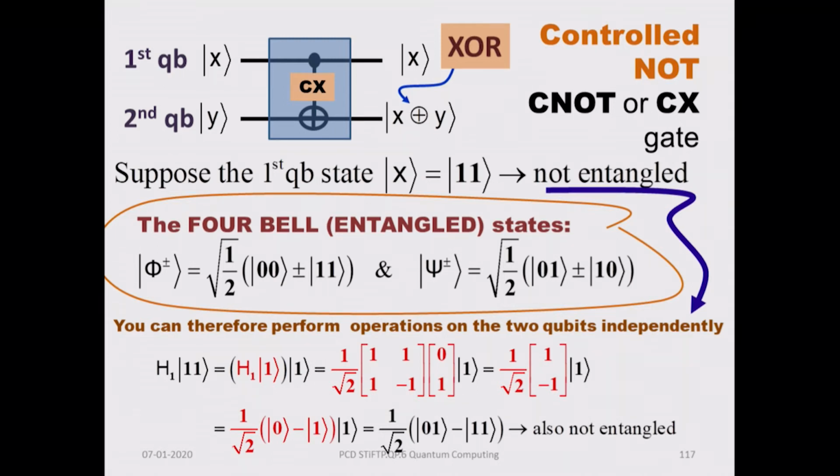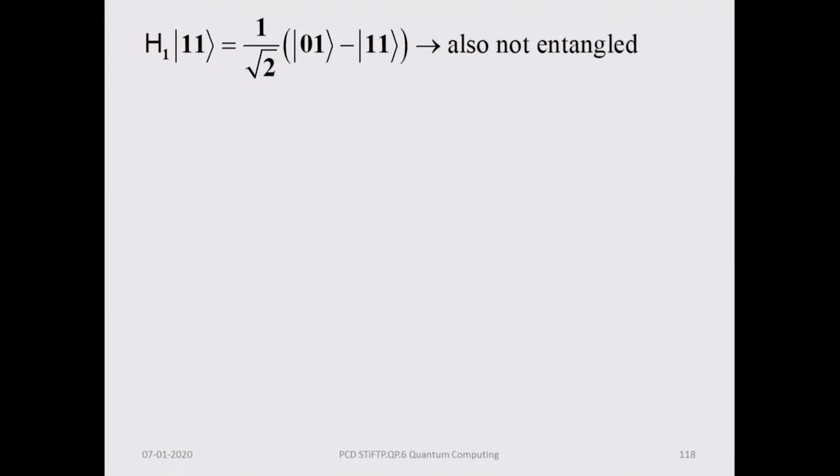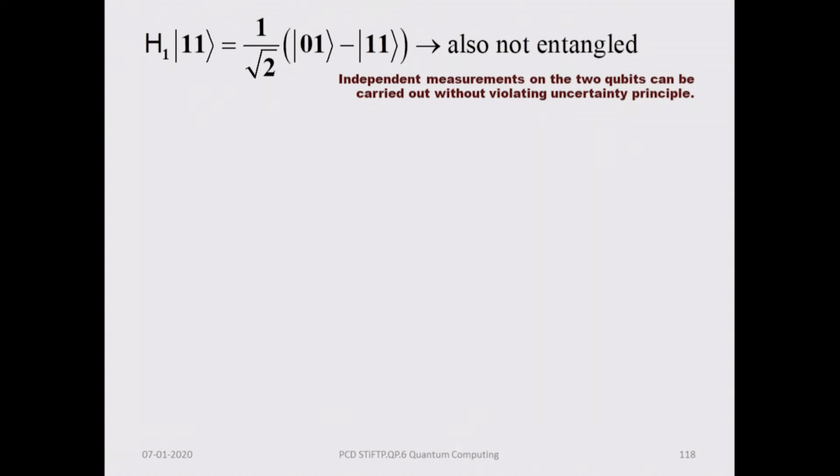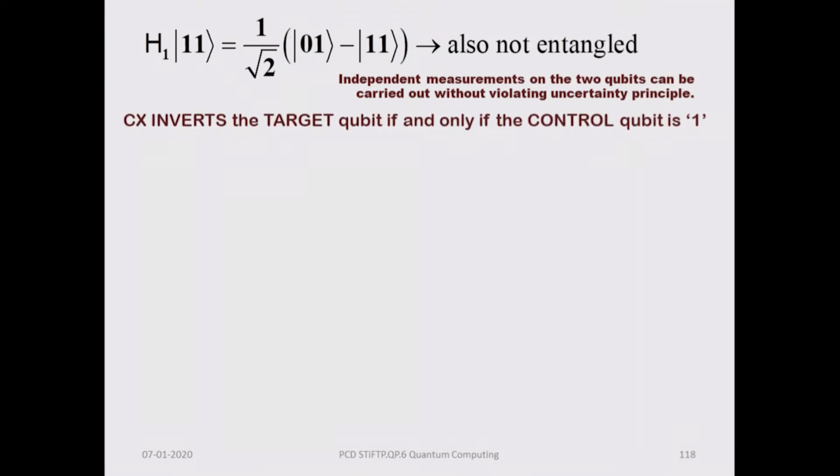Is this entangled? Is this a Bell state? It is not. Even this is not a Bell state. So this is also not entangled, which means that you can carry out further operations on this state also independently of affecting the other qubit, right. So the H1 operating on 11 is also not entangled, and independent measurements on the 2 qubits can be carried out, and the uncertainty principle and the quantum entanglement is not affected.